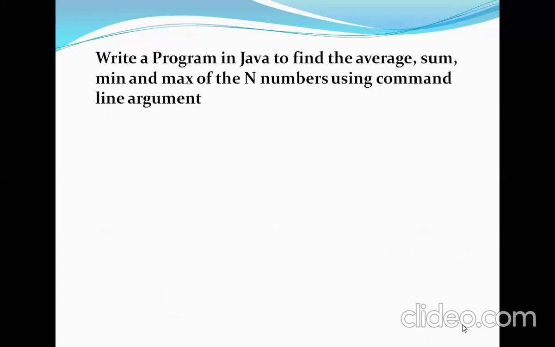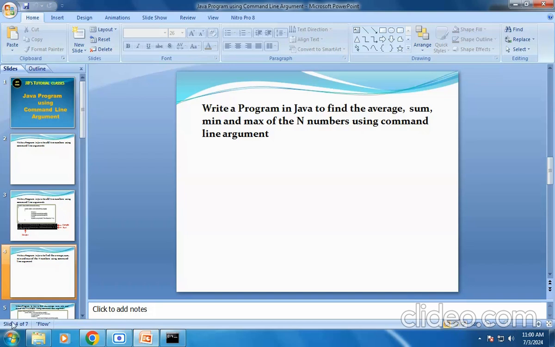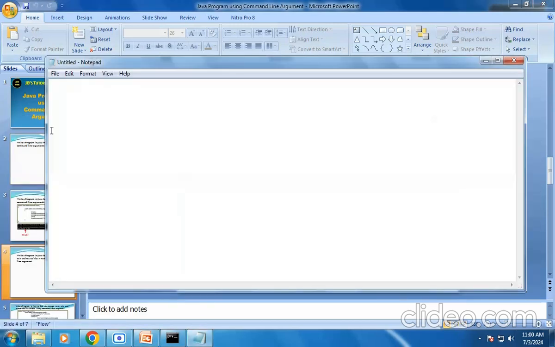Fine. Then next take the second program, where we will find the average, sum, minimum and maximum of n values using command line arguments. So let's check how we can do this particular program. Again, open a notepad. Okay, write public class, and name it as program command line. Then I will write the main function, public static void main, and simply write String args.